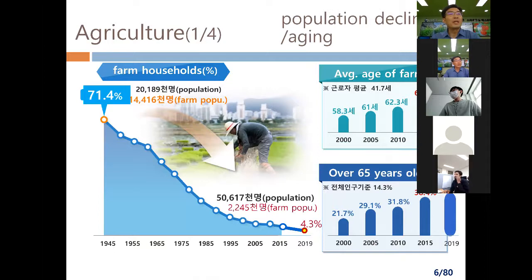The population of Korea is a little over 50 million. How many of them are engaged in agriculture? Approximately, what percent is it? It is 4.3%. As you can see in the table, the population of farming households is steadily decreasing.